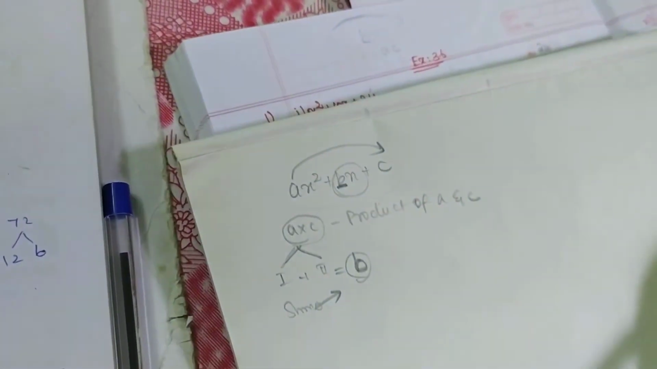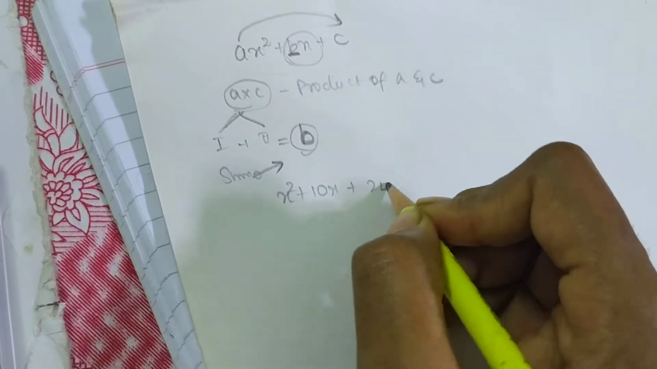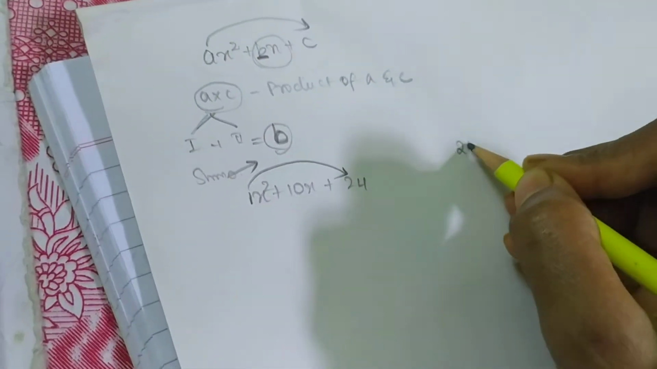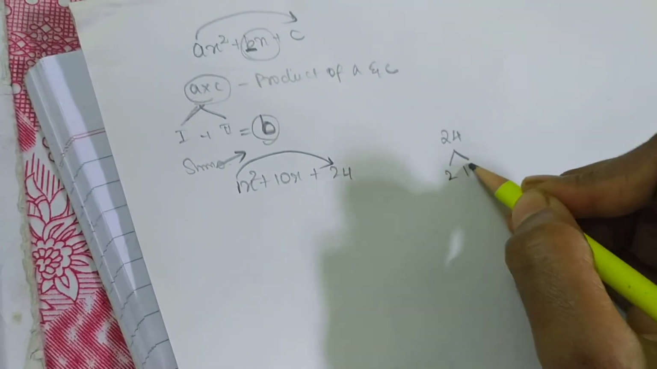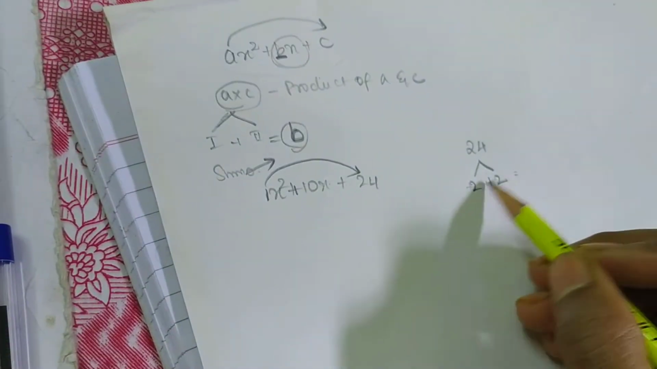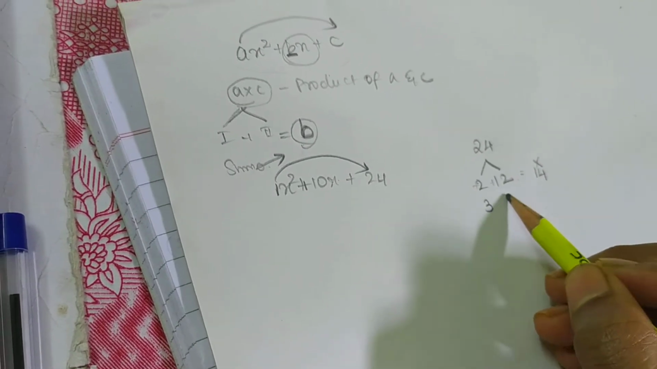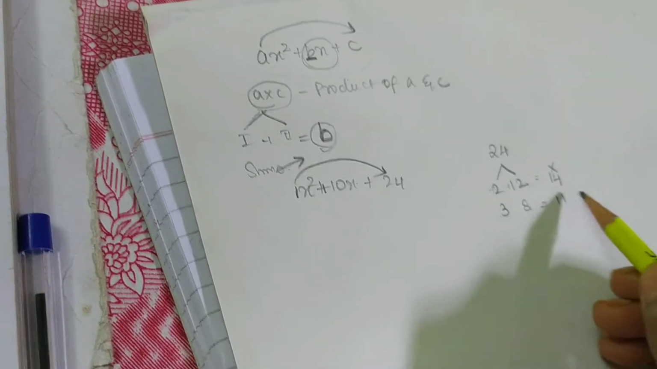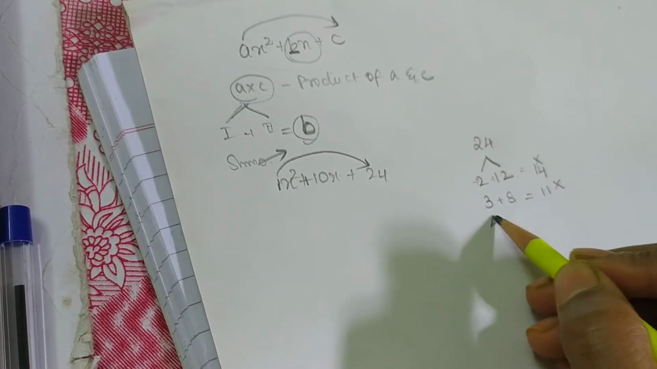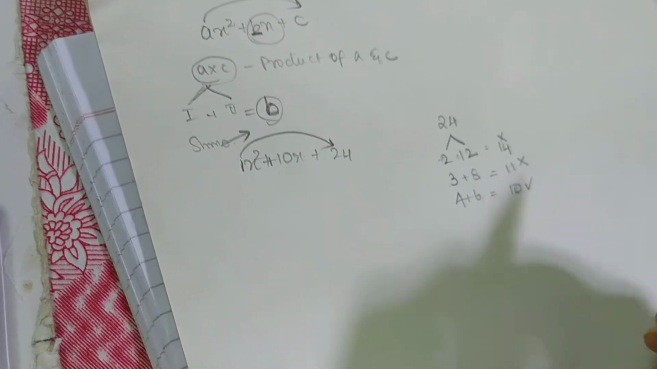Are you clear? So for example, they have given x square plus 10x plus 24. First term into last term is the basic concept. So find out the pairs for 24. 2 12s are 24, but everything is positive, so if you are adding this, what's the value? 14. So it's not possible. Then 3 8s are 24, and the sum is 11. So it's also not possible. Then 4 6s are 24. If I'm adding this, what am I getting? 10. So it's the only possibility.